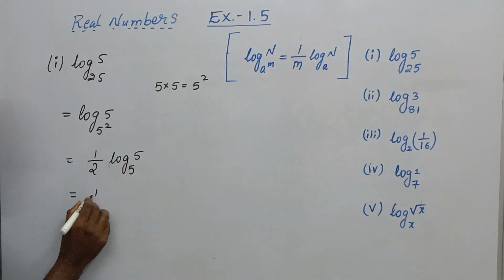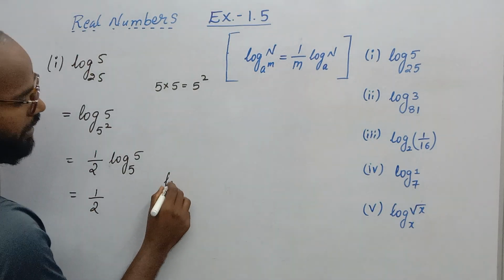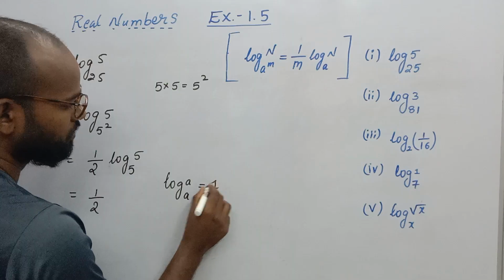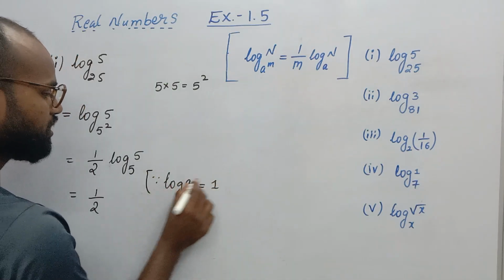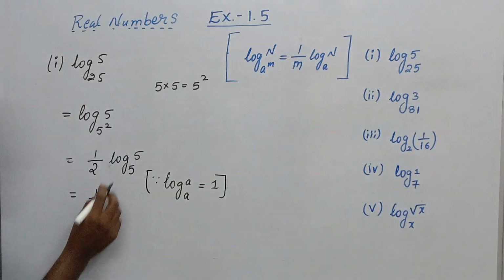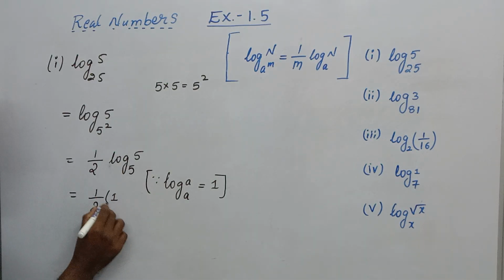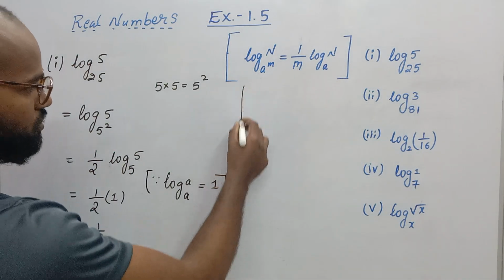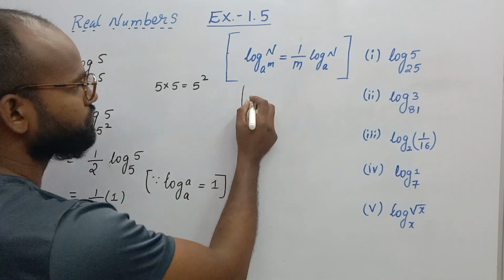So you already know that log a to the base a is equal to 1. So here it is nothing but 1. Log 5 base 5 equals 1. Your final answer is 1 by 2. Okay, right. So now next I am going to solve the second problem here.